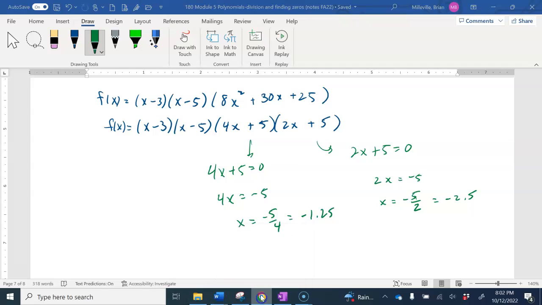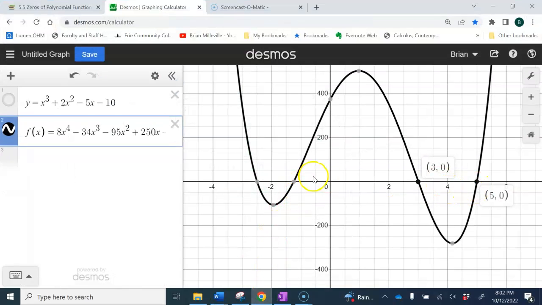Just last thing for the video, if I go back to Desmos, Desmos is very slick in that we can click on these zeros and it tells us what those decimal equivalents are. We verified that by hand. That's it for this video.